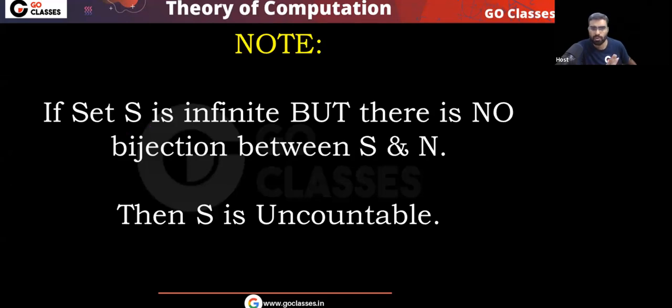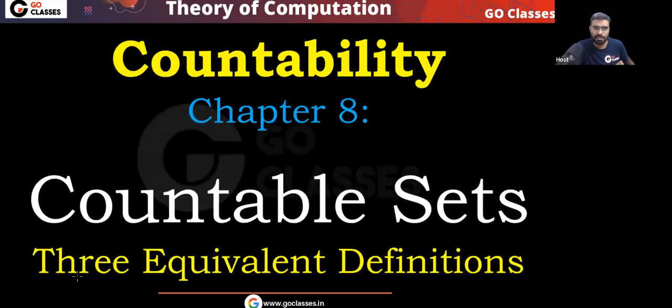Now let's move on to our next topic: three equivalent definitions of countable set. Now we will see three different definitions. So far we have seen one definition, right? Yes or no? All these definitions are equivalent. You can use any of them. But let me tell you, definition number 3 is the easiest.